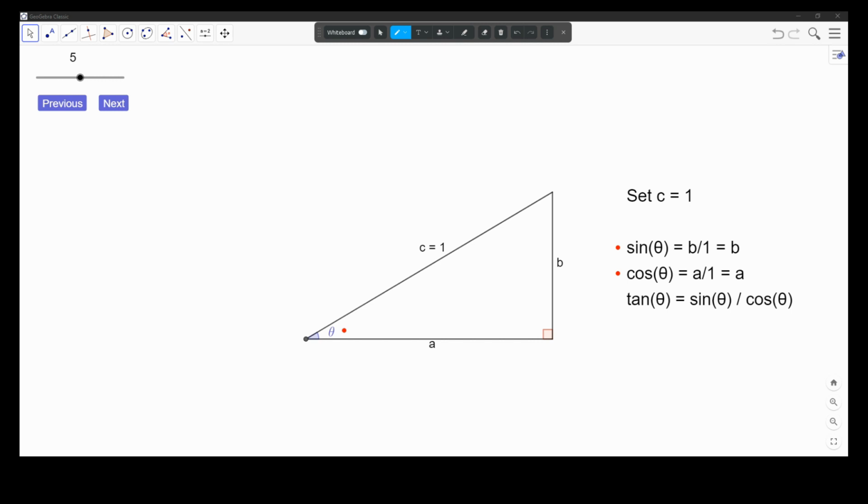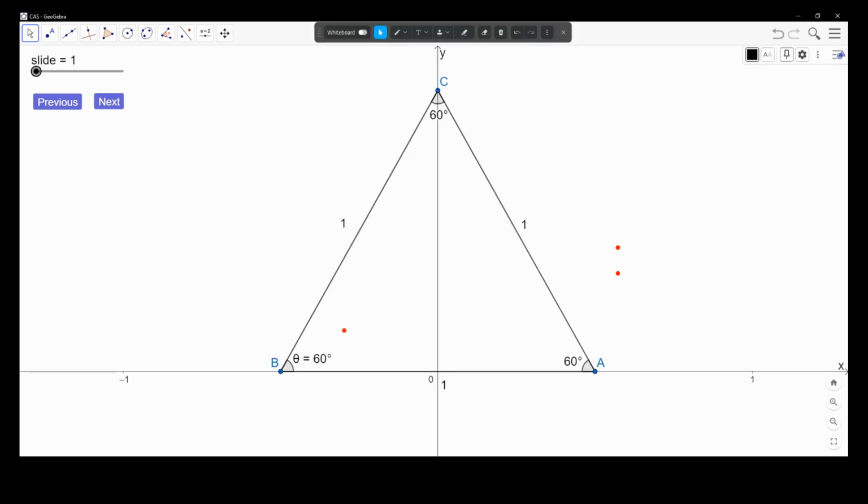Okay? And we can derive these values exactly in a couple of situations. One of them is when the value of the angle is equal to 60 degrees. And I'm going to go briefly through the derivation for how one would do this.